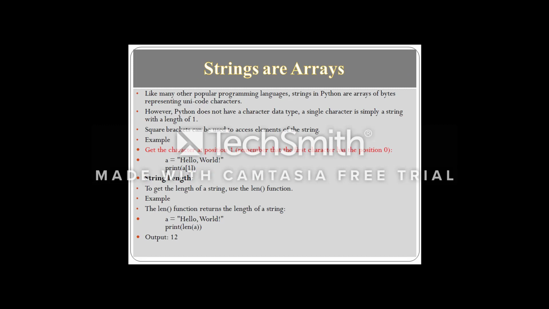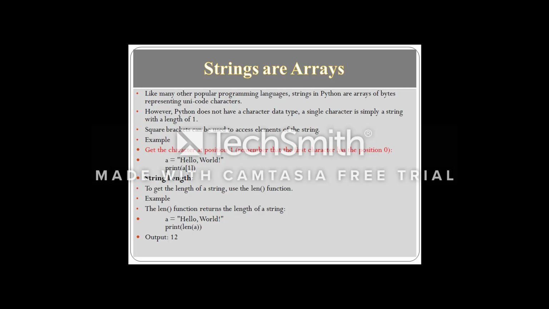Like many other popular programming languages, strings in Python are arrays of bytes representing Unicode characters. However, Python does not have a character data type. A single character is simply a string with a length of 1. Square brackets can be used to access elements of the string. For example, here A is a variable, and in that variable we have stored a string of two words, hello world.